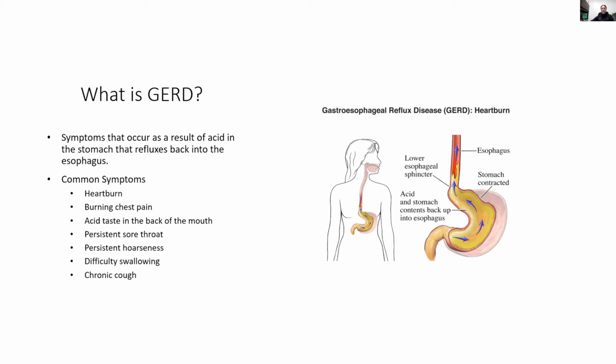The stomach is designed to handle acid. It creates acid. The esophagus is not, and it is very delicate tissue, and so this causes damage to the esophagus. So I've listed some common symptoms that patients present with. The most common ones are heartburn, burning chest pain. Some people feel like they can taste acid in the back of their mouth, persistent sore throat, hoarseness, chronic cough or asthma symptoms, and then difficulty swallowing.